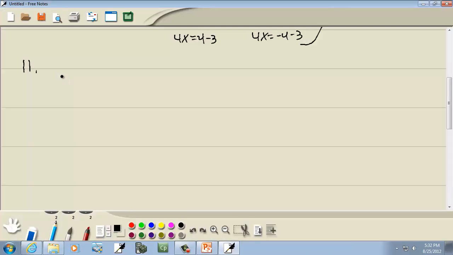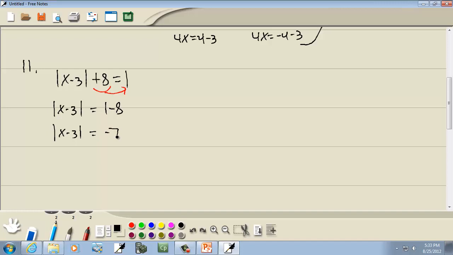Got the absolute value of x minus 3 plus 8 is equal to 1. Well, to use our formula, the absolute value has to be by itself. So I'm going to take the 8 over to the right side. So we've got the absolute value of x minus 3 is equal to 1 minus 8. Well, 1 minus 8 is negative 7.